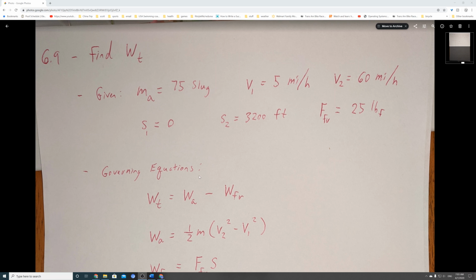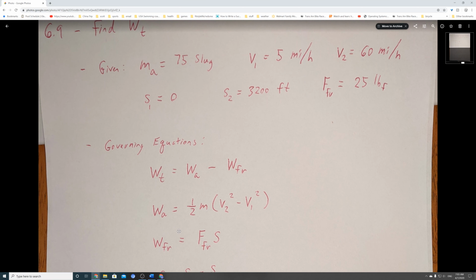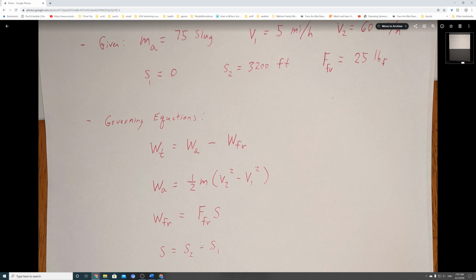Okay. So the governing equations for this problem, all we're going to have is our acceleration work and a work of friction, which is actually acting against that. So here are our equations for acceleration work and force of friction. And the only other thing I put down here was the S, really the distance that we travel when we do the force of friction, which is just the difference, right?